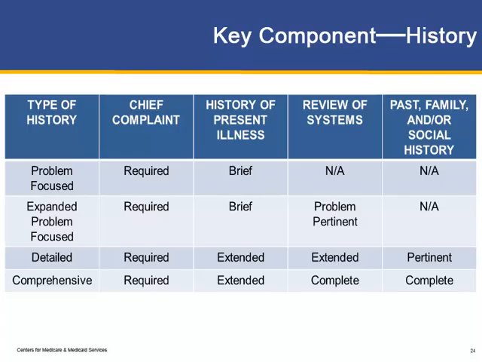The 4 levels of history are problem-focused, expanded problem-focused, detailed, and comprehensive. The subcategories are chief complaint, CC, history of present illness, HPI, review of systems, ROS, and past, family and/or social history, PFSH. The CC is required for every history type and is a concise statement that describes the symptom, problem, condition, diagnosis, or reason for the patient encounter, and is normally documented in the patient's own words.